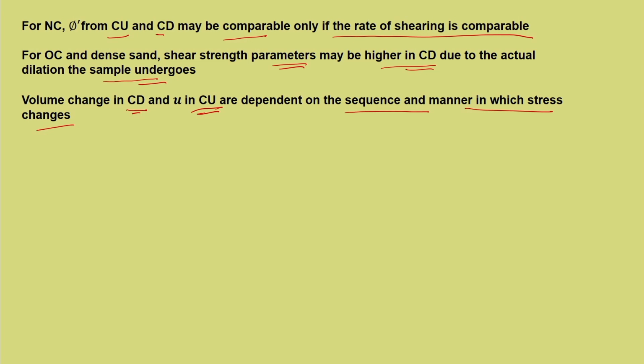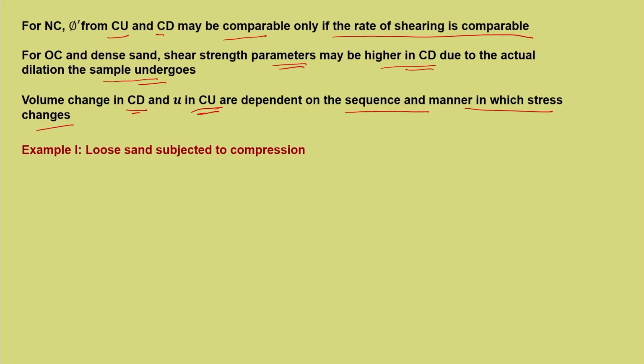What it means is that when the shearing happens, the volume change that happens, because CD is always associated with volume change and U is there in CU. These changes are basically dependent upon the manner or the sequence in which the stress also changes. So, this also determines what kind of response we are going to get. That we will understand with the help of some examples.